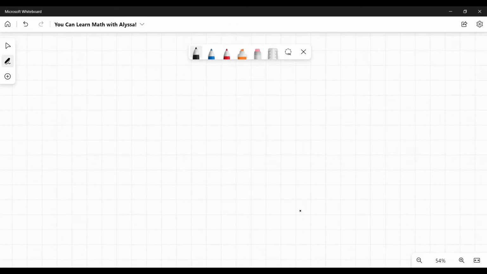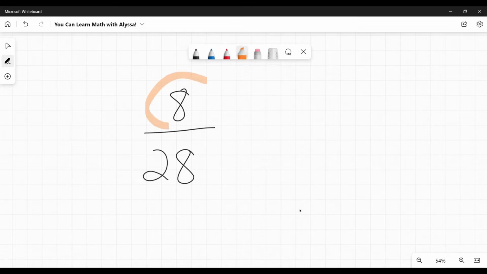Now here's one. Let's say 8 over 28. And I want to simplify this. I go, what goes into both of them? 2 goes into both of them. Are there any bigger numbers? See, what goes into 8? I usually start with the smaller number.